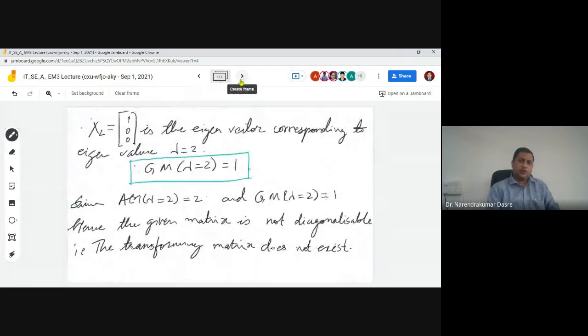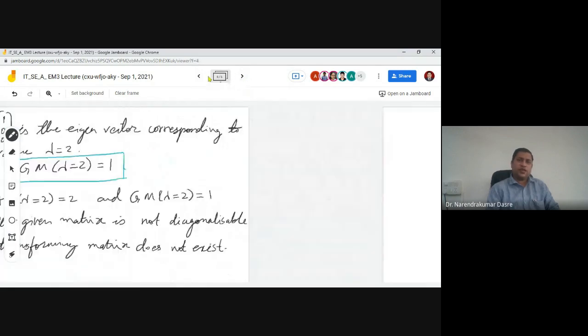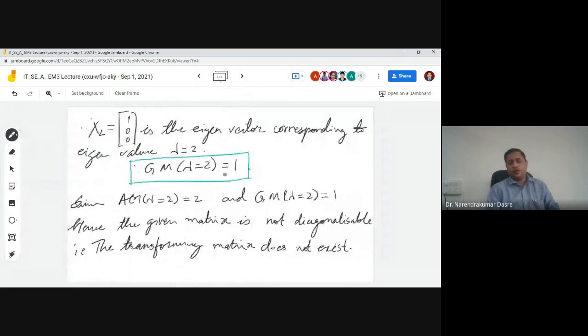Because the algebraic multiplicity and geometric multiplicity are different for the eigenvalue lambda equal to 2, we cannot have the transforming matrix, and we cannot have this matrix be diagonalizable. Okay, so is there any doubt in this question?